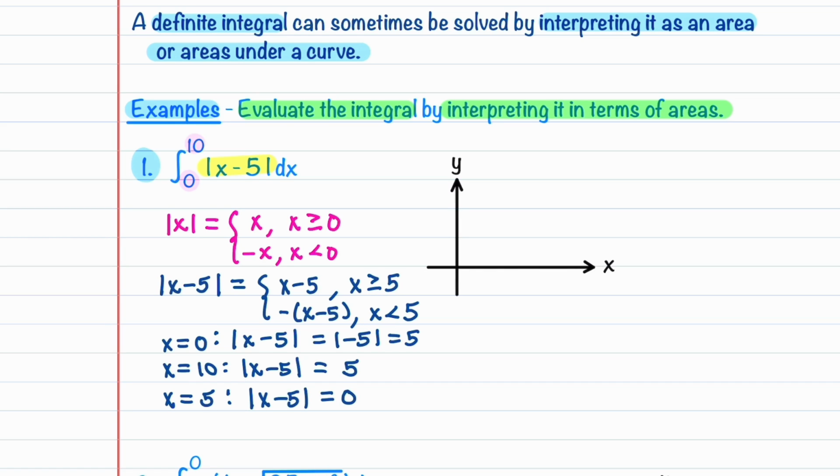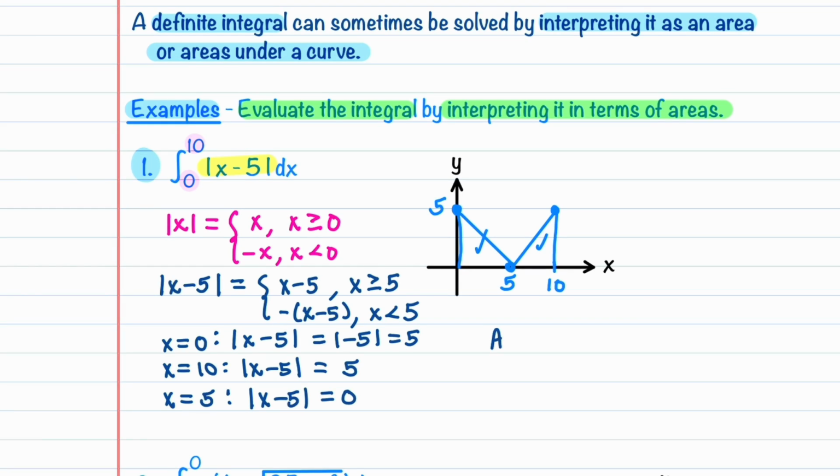Now let's go over here to our graph and let's plot these points. When x is equal to 0, our function is equal to 5. And then when x is equal to 10, it's equal to 5. And when x is equal to 5, it's equal to 0. So our graph looks like this, which is what we would expect when we graph an absolute value function. Let's put here that this is 5, and then this is 10. Now we can interpret our integral as the area under these two triangles, this triangle and that triangle.